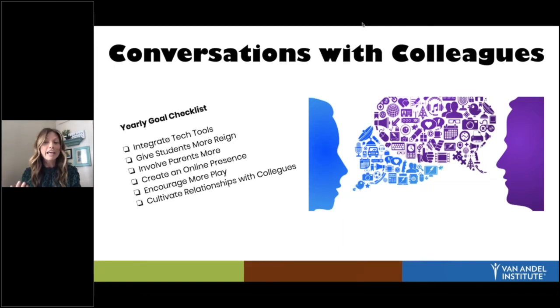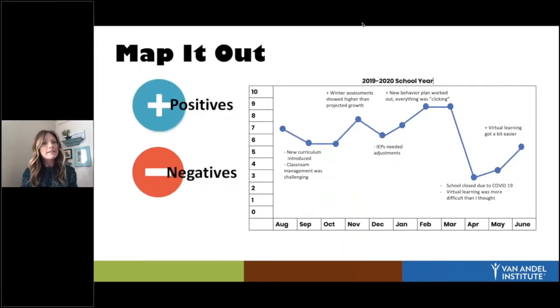And again, this year was a tough one for so many reasons, but taking time, being intentional about planning that time out with a colleague to sit back and discuss the school year is really powerful. This strategy we call Map It Out, and this is actually a strategy that one of my teacher friends uses with her students, but I thought it was just as powerful for teachers.